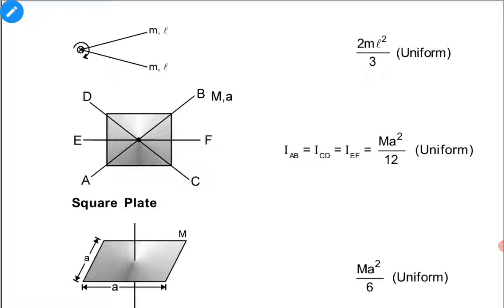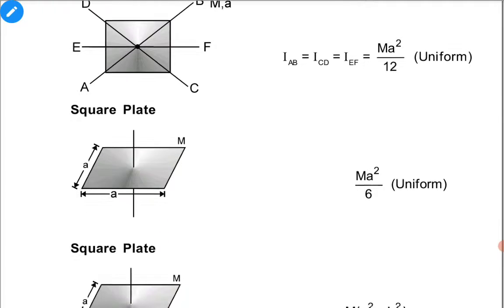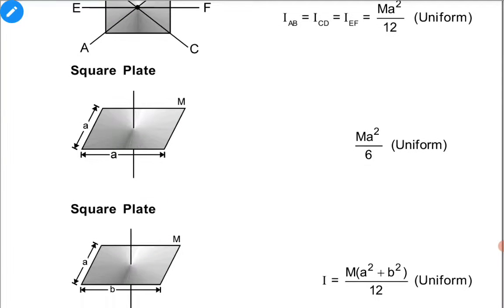In this case, the center of mass equals 2 ML square by 3 for the uniform, and in the square plate, I_AB equals I_CD equals I_EF, that is equal to MA square by 12 for the uniform. A is the side of the square. In this square plate, for the uniform, the moment of inertia passing through the center of mass is MA square by 6.